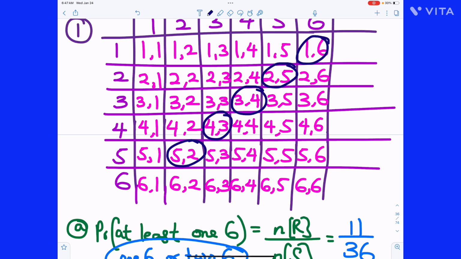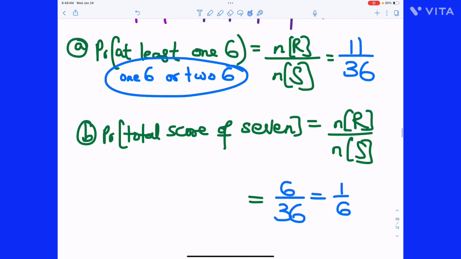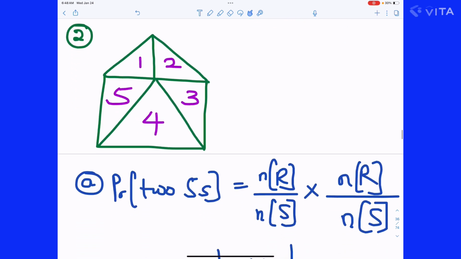So all the results that give me 7 are on this axis. These are all results that give me 7. Let me try and be neat. Just mark it down. So how many are they? 1, 2, 3, 4, 5, 6. So my number of required outcomes will be 6, and my total number of possible outcomes is 36. So 6 over 36 gives you 1 over 6. Probability of getting a total score of 7 is 1 over 6.